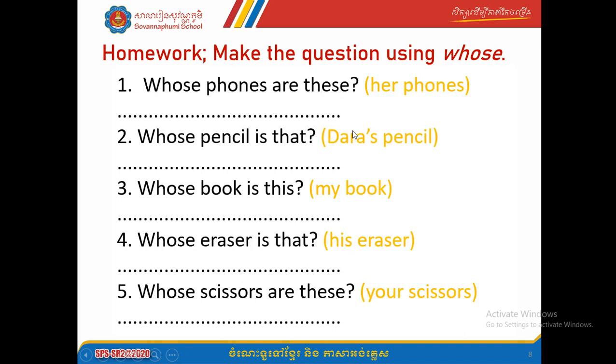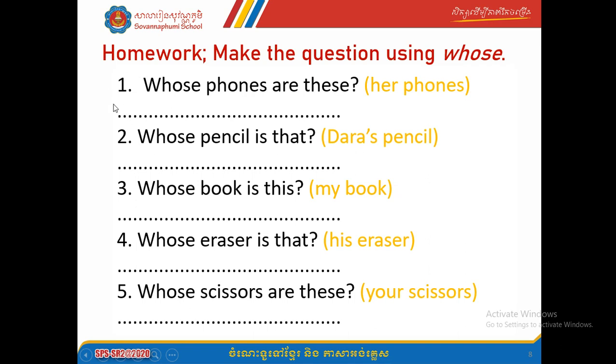Okay, homework number 2. I'm sorry, not make the question. Oh, I forgot to check. Okay, here is answer. Okay, not making the question, but you write down the answer. Okay, because the question have already. Okay, so example number 1 say whose phones are these? Whose phones are these? Answer her phone. But what you have to write, you're gonna write the full sentence.